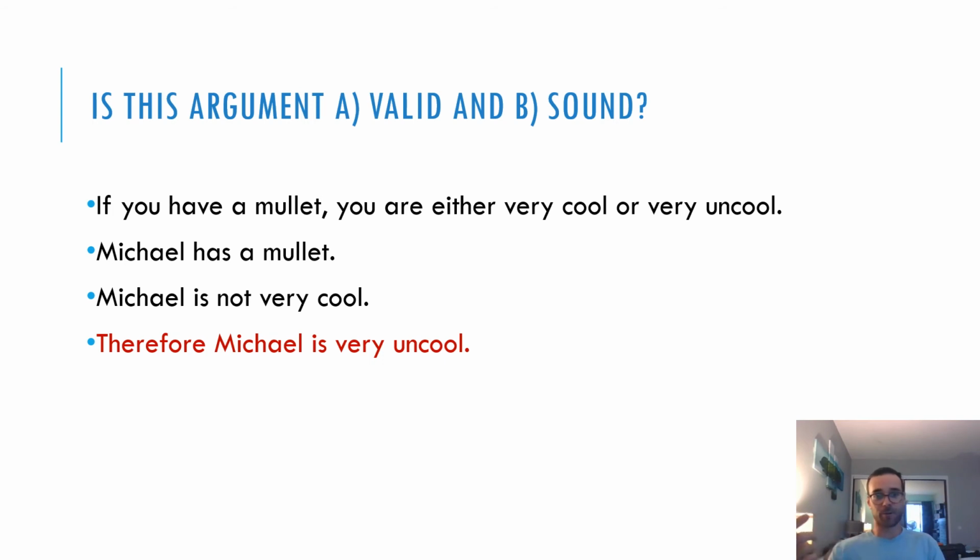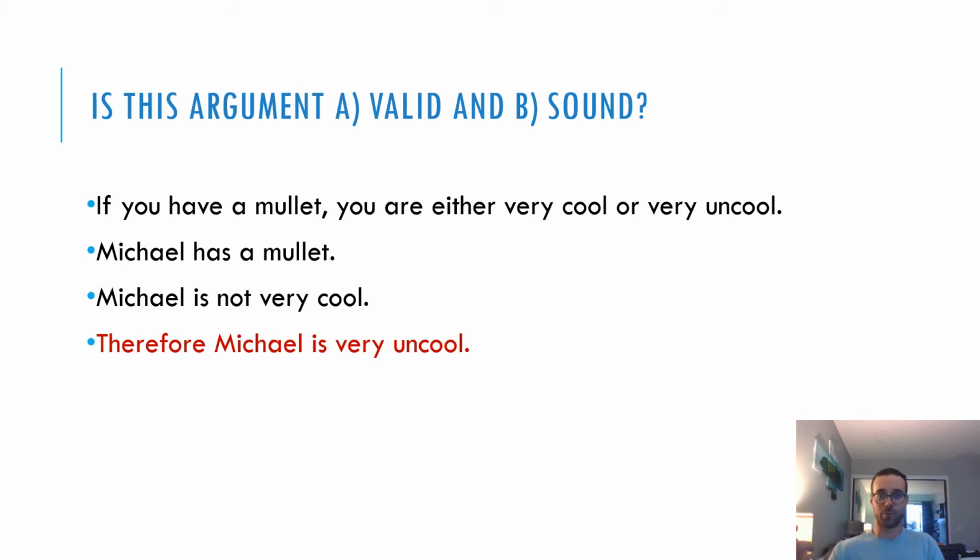Technically, a person could have a mullet and neither be cool nor uncool. They could probably be somewhere in the middle. Perhaps they're wearing a mullet as an ironic Halloween costume. And with the third premise, we see that it's very subjective.